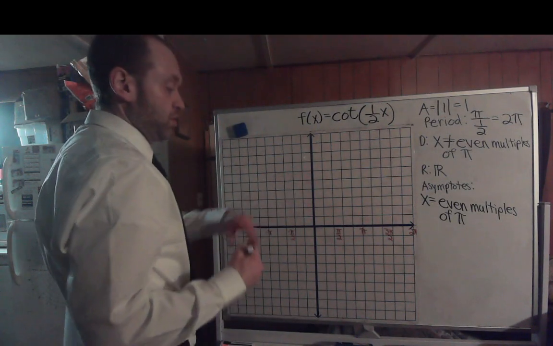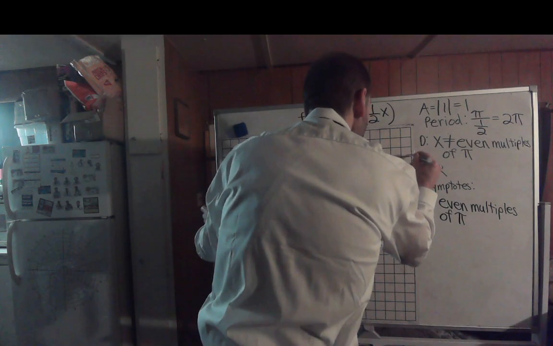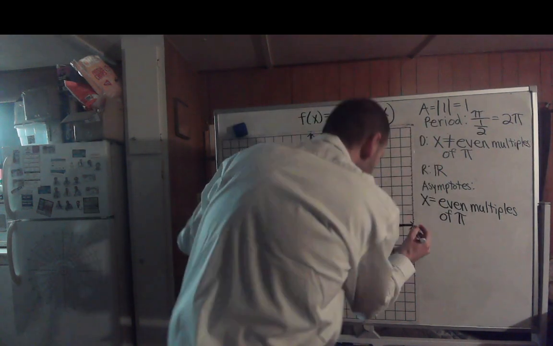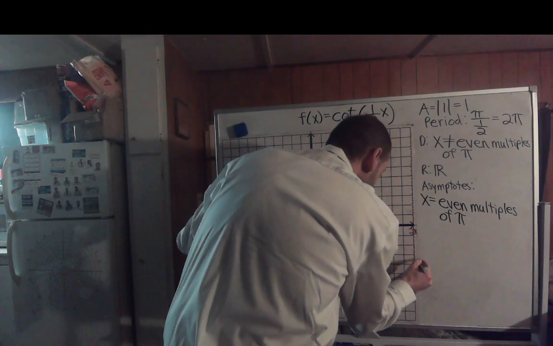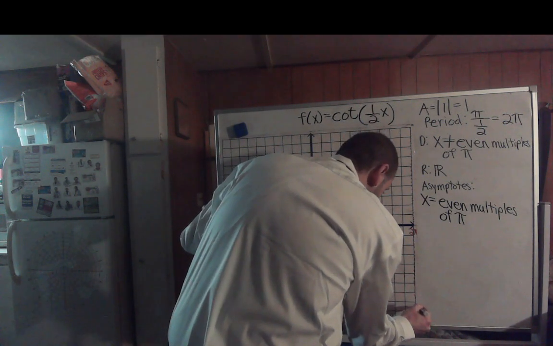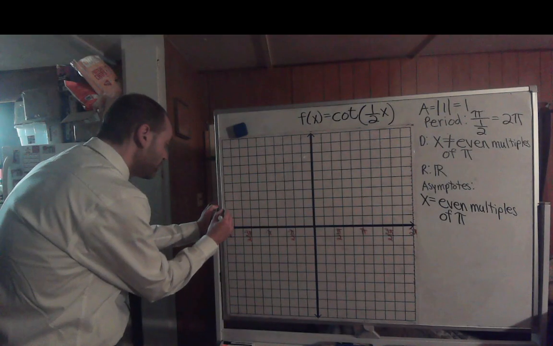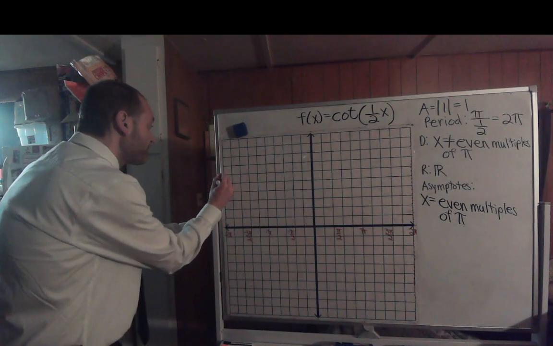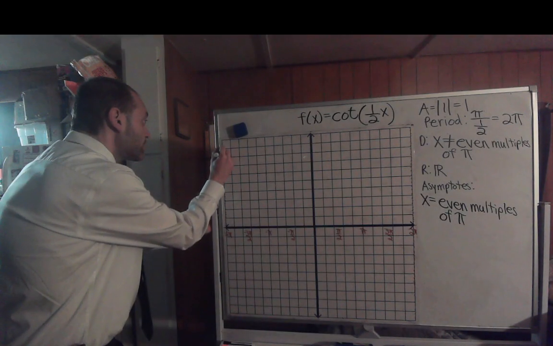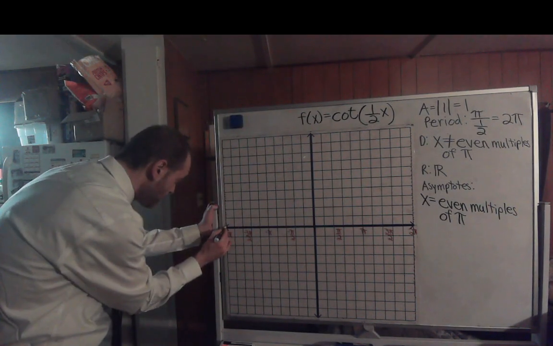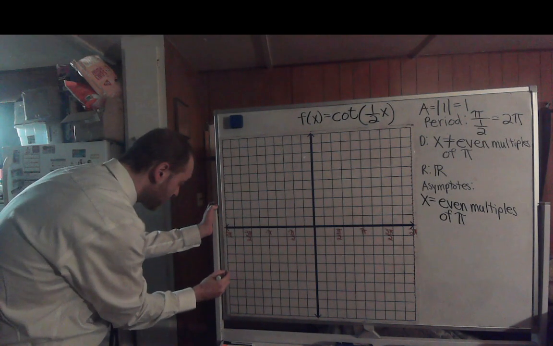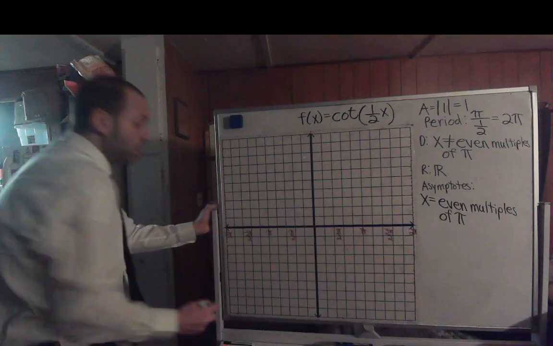So now let's plot our asymptotes. We definitely have 0. That would mean 2 pi is an asymptote. X equals 2 pi. And then, of course, x equals negative 2 pi. That would also be an asymptote.